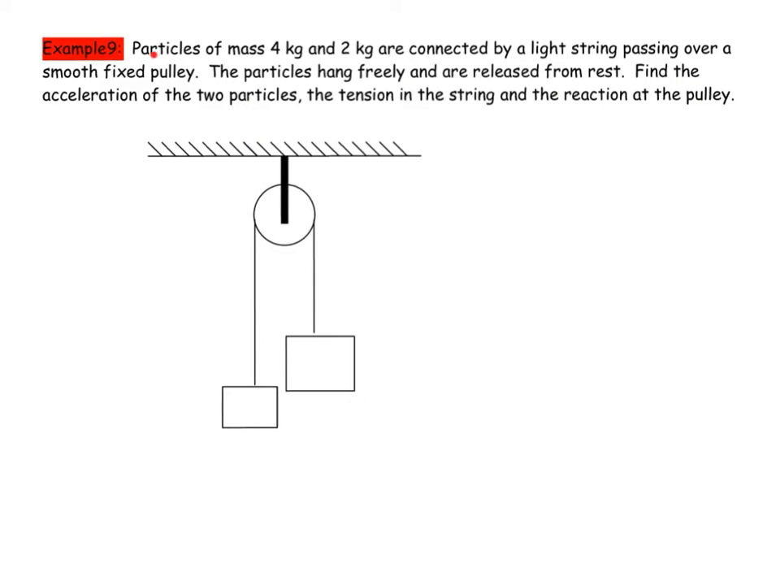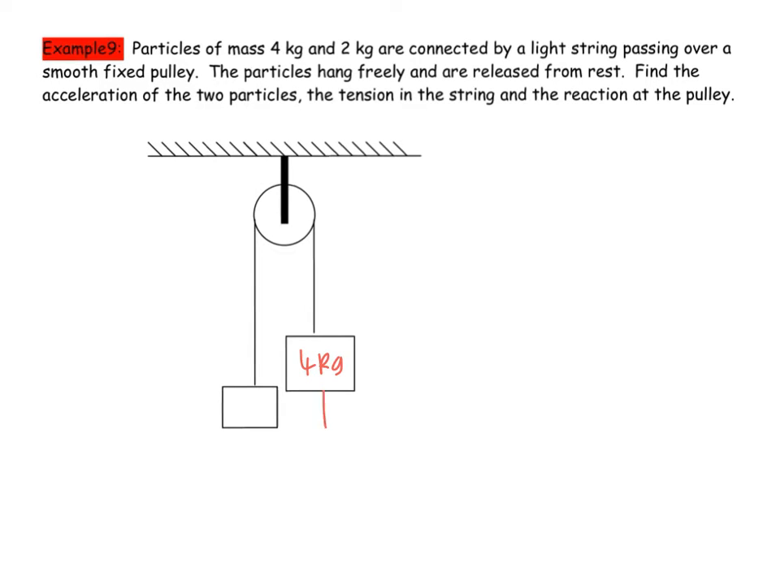Example 9. Particles of mass 4 kilograms and 2 kilograms are connected by a light string passing over a smooth fixed pulley. The particles hang freely and are released from rest. Find the acceleration of the two particles, the tension in the string, and the reaction at the pulley. So let's put this information into the diagram. We've got a particle of mass 4 kilograms, it looks like the bigger one.